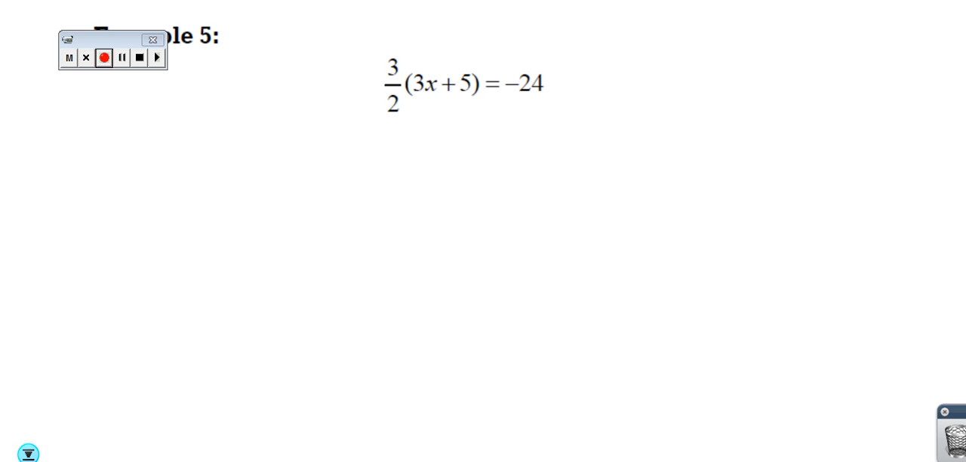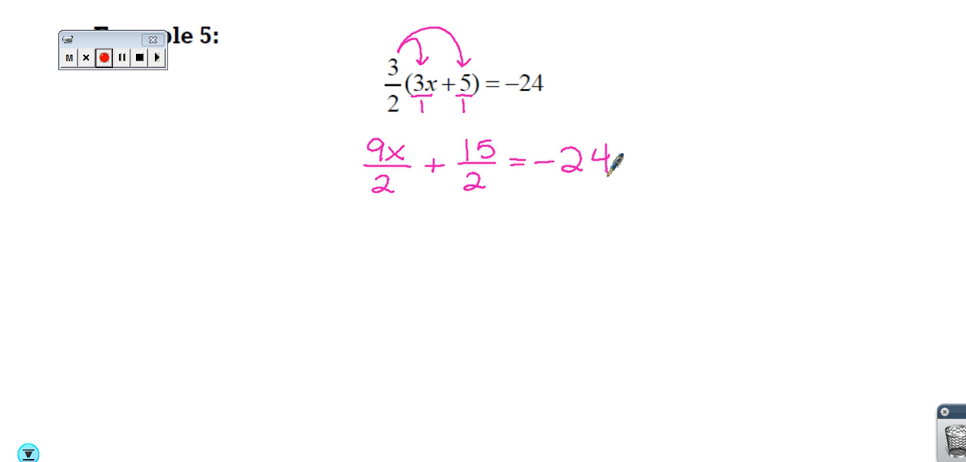Last problem, and don't let the fraction throw you. So the first thing I need to do is distribute. Now if you remember your fractions, when I multiply fractions, I'm going to multiply numerator times numerator. So 3 times 3x gives me 9x. 2 times the one that I put underneath the 3x to make it a fraction, so 9x over 2. I also need to distribute it to the 5, so I have a positive times a positive. 3 times 5 gives me 15. 2 times 1 again gives me 2. Bring down the equals, and then minus 24.